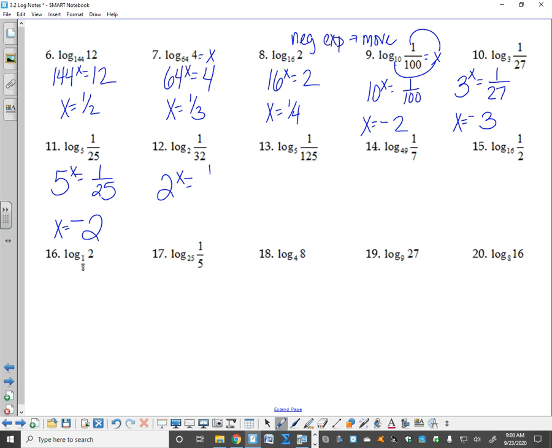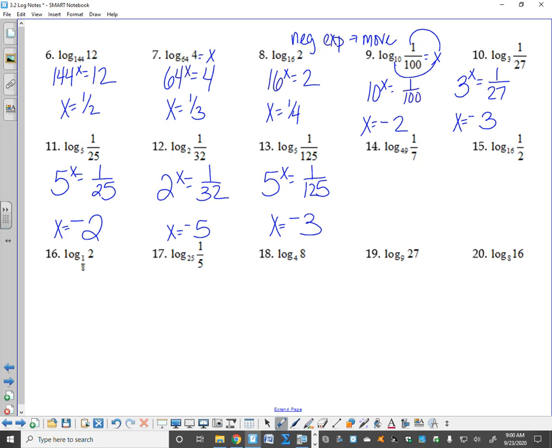2 to the x equals 1 over 32. Okay, get me from a 2 to a 32. I think we figured out early that was a fifth power, and it moves to the bottom, so negative 5. Okay, 5 to the x equals 1 over 125. Well, let's see. 5 squared is 25. 5 cubed is 125, and it needs to move.